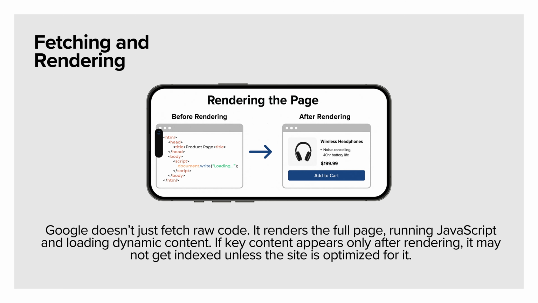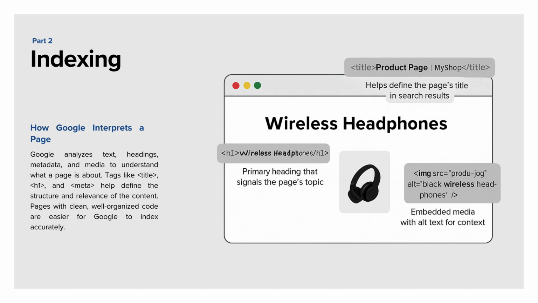Once rendered, pages are passed into the indexing stage. This is where Google tries to understand what the page is about. It extracts key information from text, headers, metadata, and even embedded files like images and videos. HTML tags like title, meta description, and H1 are especially important here. They help Google determine the page's topic, structure, and relevance.